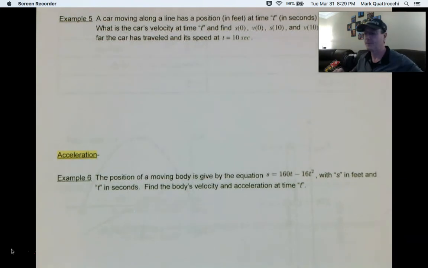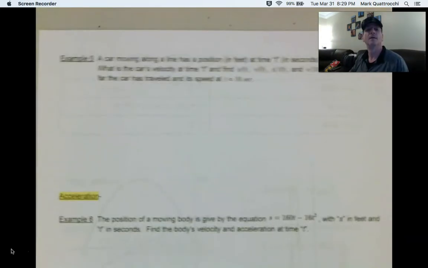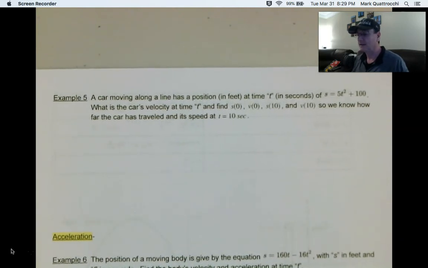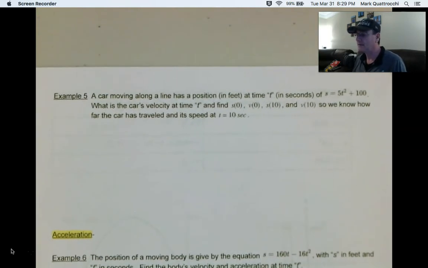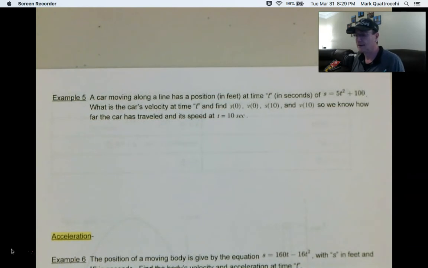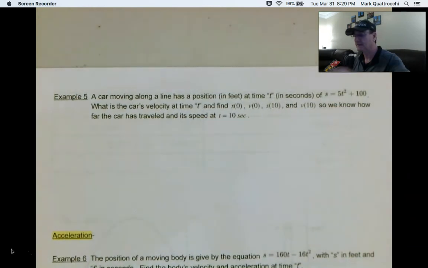Example 5. A car is moving along a line and has a position in feet at a time t in seconds of s equal to 5t squared plus 100. What is the car's velocity at time t? Find s of 0, v of 0, s of 10, v of 10. So we know how far the car has traveled and its speed at 10 seconds.